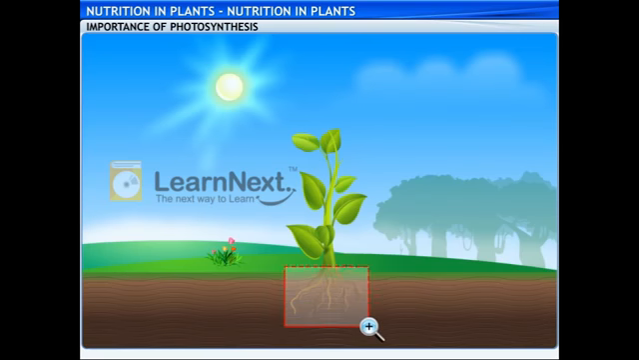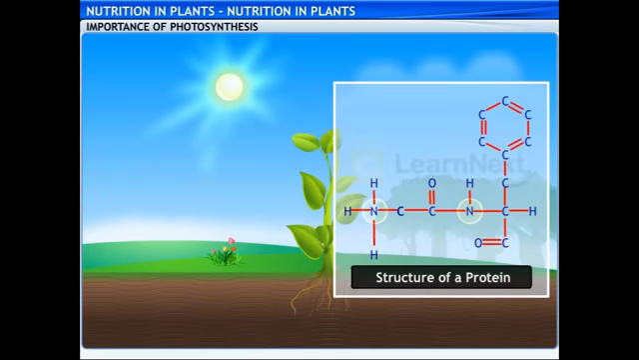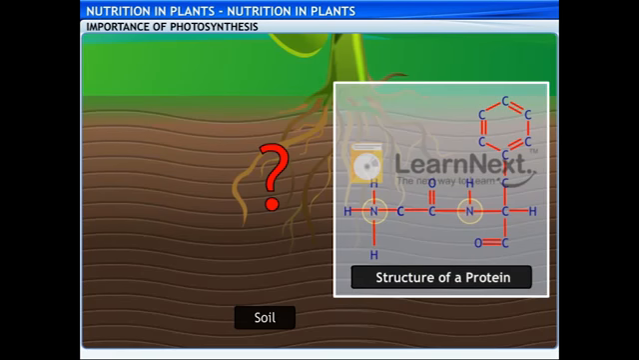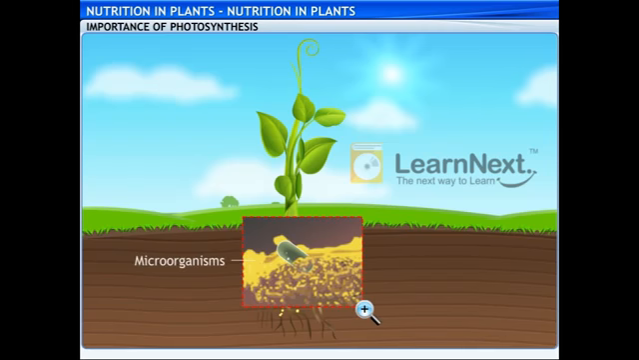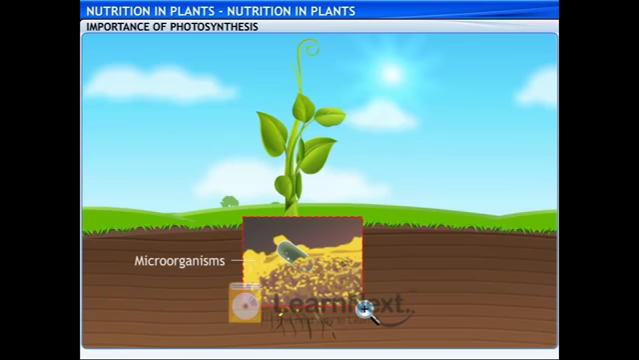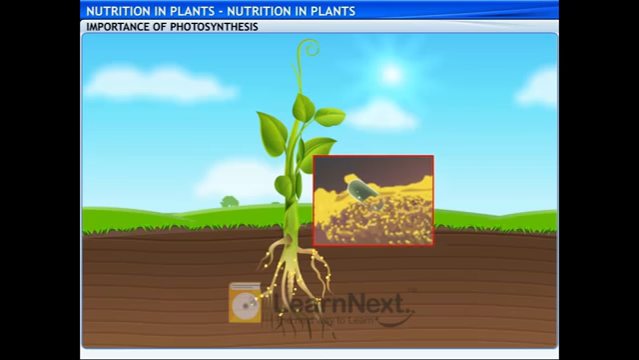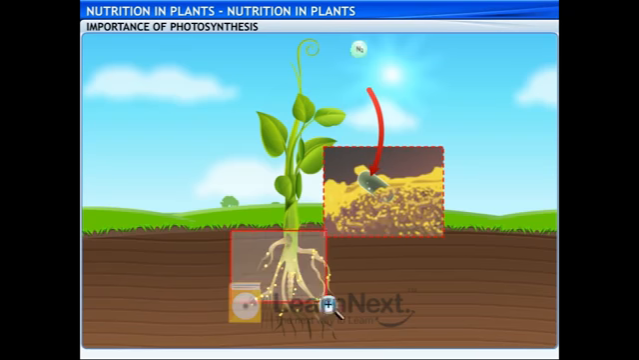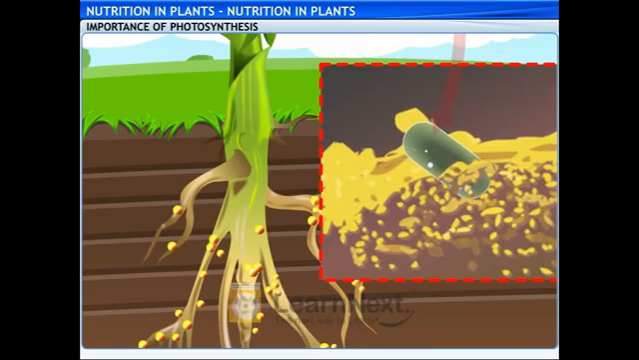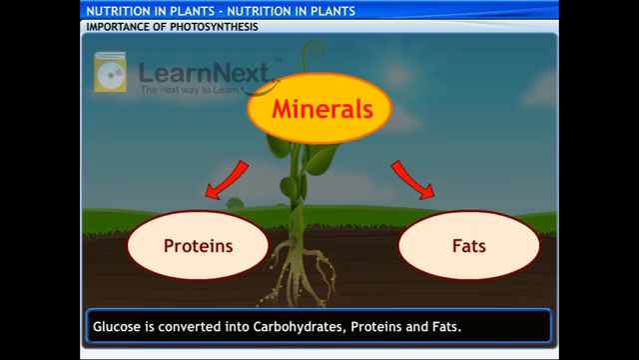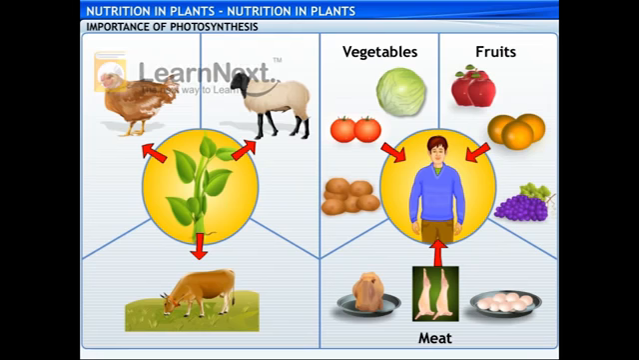Plants also prepare proteins with the help of nitrogen, which is obtained from the soil. Are you wondering how the nitrogen got into the soil? Microorganisms present in the soil play an important role in fixing atmospheric nitrogen. They convert atmospheric nitrogen into water-soluble compounds, which are absorbed by the plant roots. These minerals dissolved in the water are used to synthesize proteins and fats. These food components form the source of energy for other heterotrophic plants and animals.